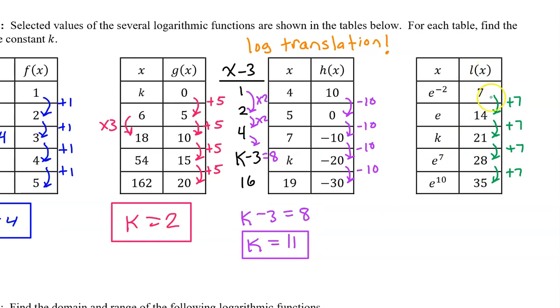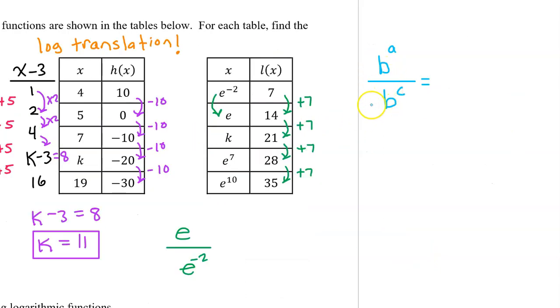For L of x, we see that the output values are equally spaced. Let's see if the input values have a common ratio. To find the common ratio, we divide each term by the previous term. So we will find the first ratio by dividing e by e to the negative 2 power. Remember your properties of exponents. When you divide with like bases, you subtract the exponents.